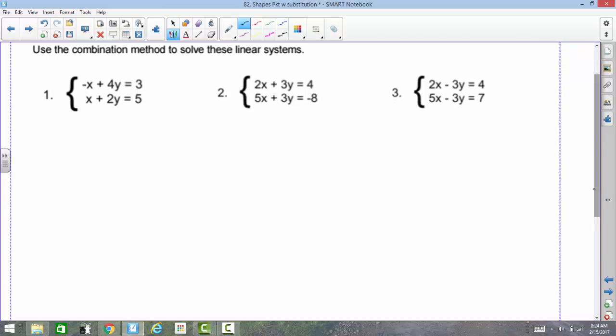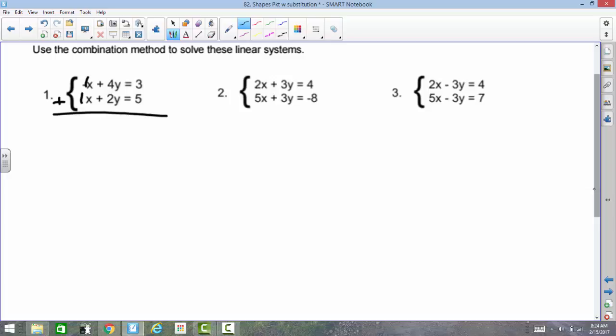Okay, in elimination, the coefficients, the number in front of one of the letters, has to be the same. So if you look at number 1, you could put a 1 in front of both of these letters. So this is -1 and this is +1. So if you add them, the x's cancel. And then 4y plus 2y is 6y, and 5 plus 3 is 8. So when you divide by 6, you get y equals 8 over 6, which is 4/3, which is 1 1/3.